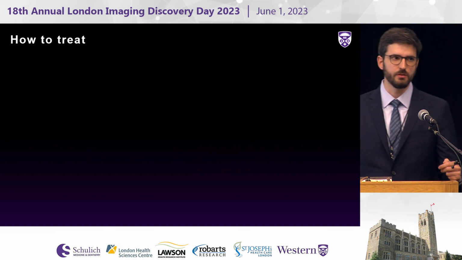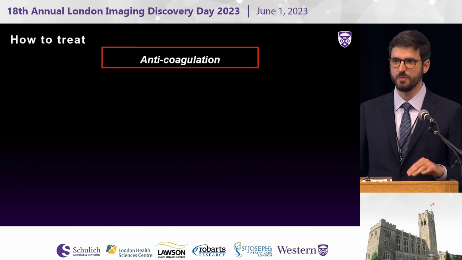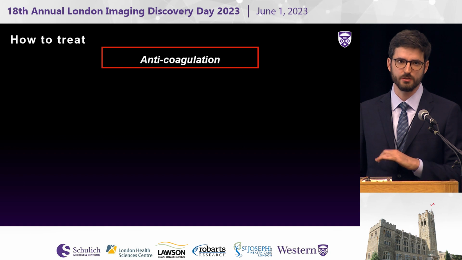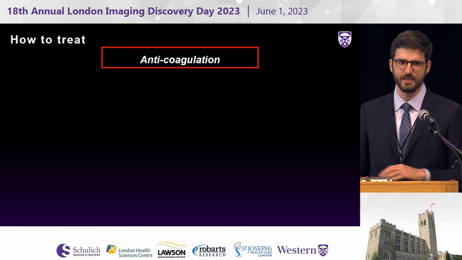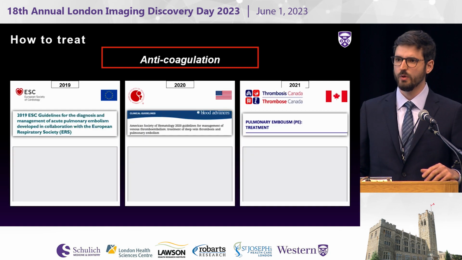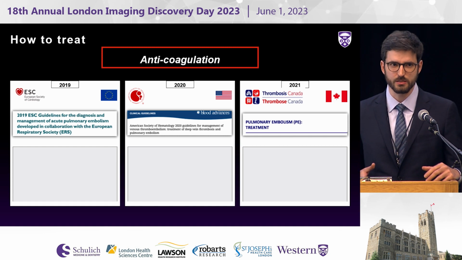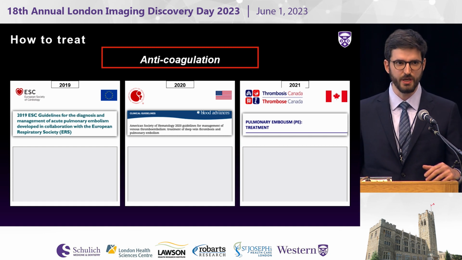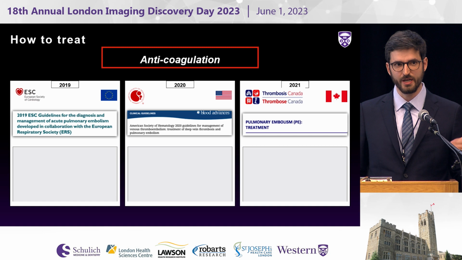So how do you treat? Doesn't matter the risk of the patient, where they are. Every patient, all of them will get anticoagulation. That's standard of care. And now when we go back to the three main guidelines that we have available for the treatment of these patients, stratifying by risk.